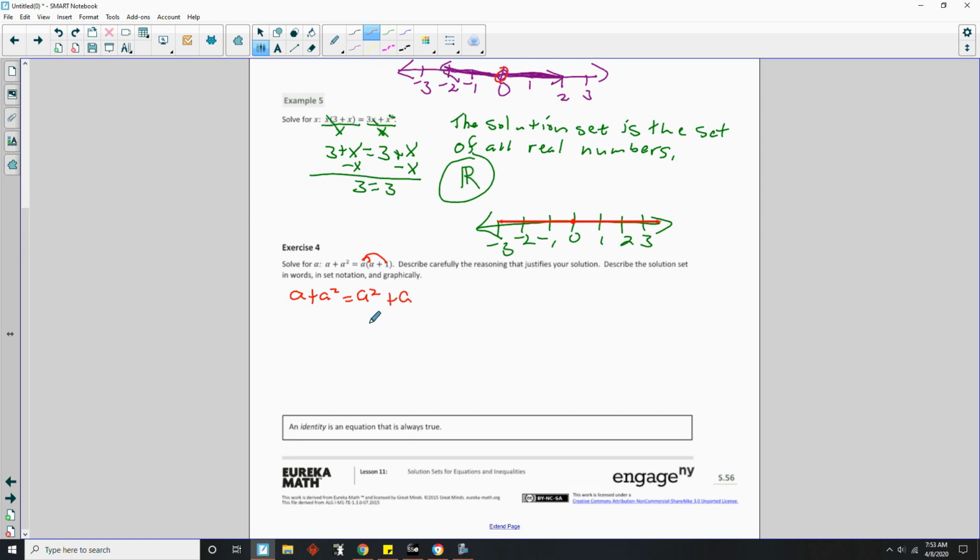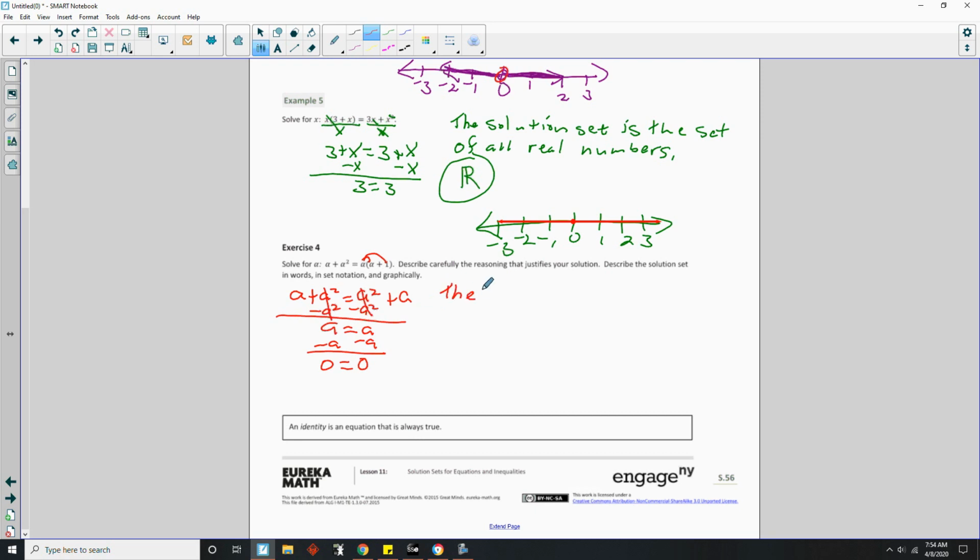So by the distributive property, we have a plus a squared equals a squared plus a. This is a true numerical statement no matter what value we assign to a. So what I'm saying is if I subtracted a squared over here and subtracted a squared over here, I would get a equals a, because these cancel. Well, if I subtract a and subtract a, I get 0 equals 0. So whenever that happens, we are going to have a number statement that is true no matter what real value we assign. So the solution set is the set of all reals. So that's what we would say.